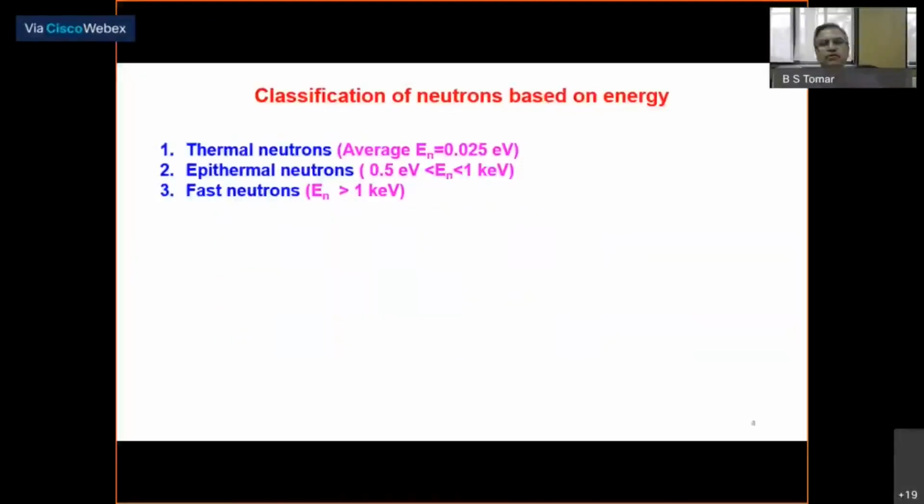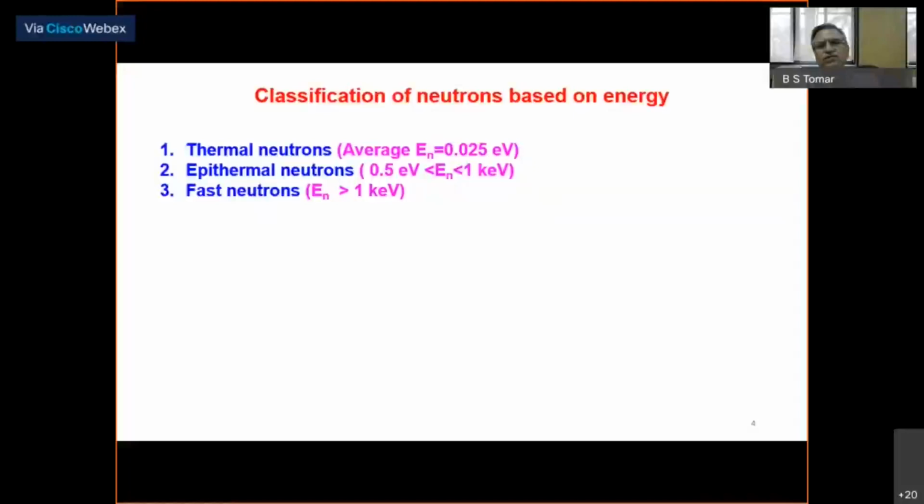Now, neutrons are actually classified based on their energy and also the way they interact with different target nuclei. So the most common are the thermal neutrons. That means when the neutrons are thermalized in the environment, ambient conditions, the average energy of neutrons at room temperature, let us say 298 Kelvin, will be 0.025 electron volt. That is the average energy. So you have a distribution of neutrons around this average energy.